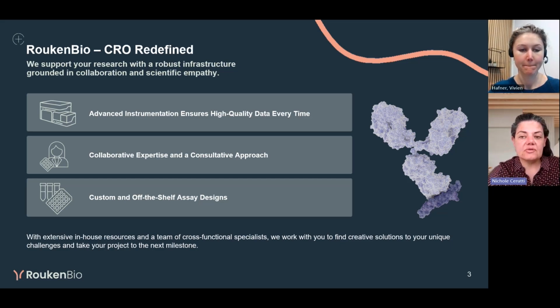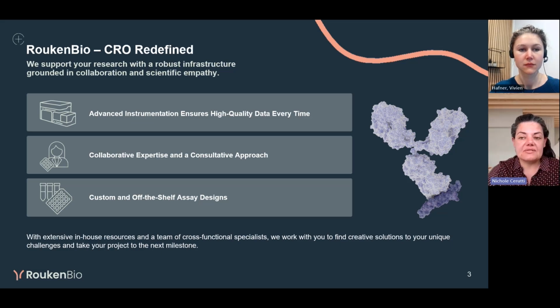By 2022, we introduced cell line engineering and filed our first patents, which culminated in the launch of our Index 2 platform in 2023. And following this, we had our first external investment and allowed us to recently rebrand to RoukenBio. And this reflects our broader focus as a discovery-centered CRO.